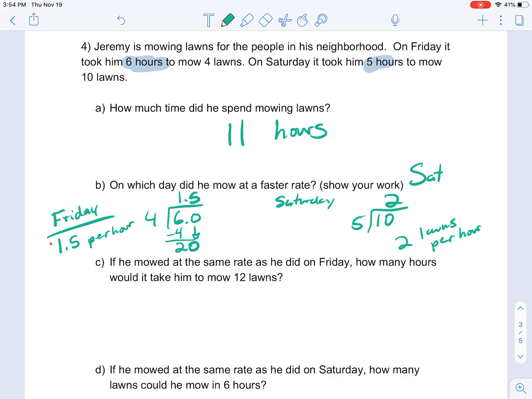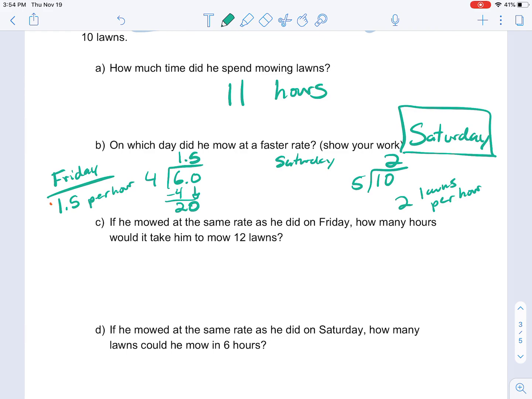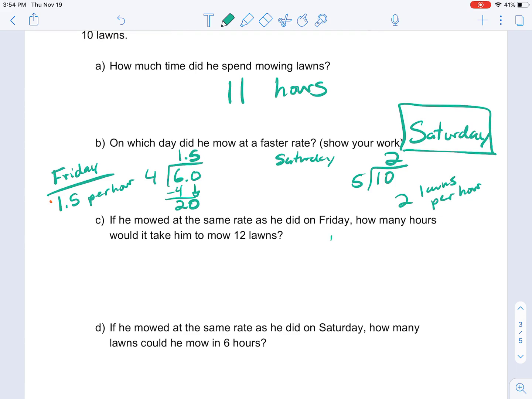So on Saturday, he was faster. Okay. Now, letter C. If he mowed at the same rate as he did on Friday, which was 1.5 lawns per hour, how many hours would it take him to mow 12 lawns? Well, we need to figure out what times 1.5 equals 12. How we would do that is, 1.5 times blank to get 12 lawns. What times 1.5 do you think would give us 12?